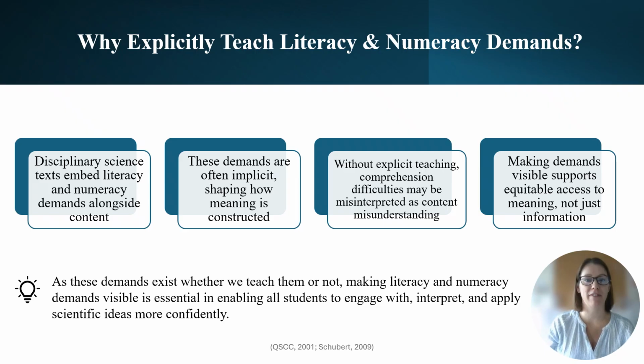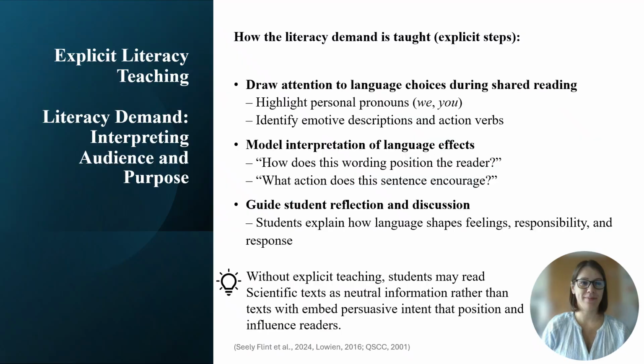Before students can meaningfully engage with complex science texts, we need to recognise that these texts carry embedded literacy and numeracy demands. These demands exist whether we teach them or not. If we don't make them explicit, students may appear disengaged and confused, when in reality they're struggling with how meaning is being constructed rather than with the science content itself. Explicitly teaching key literacy and numeracy skills allows students to access, interpret, and apply scientific ideas more competently. It also supports equity, ensuring all students understand how texts work.